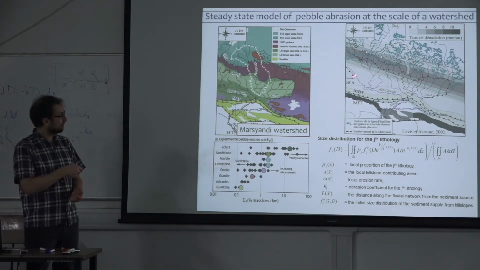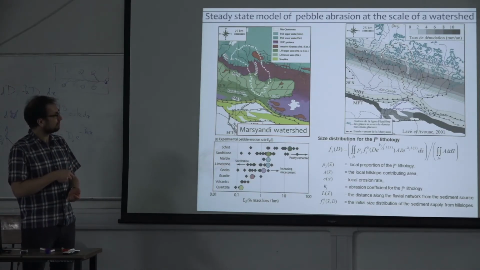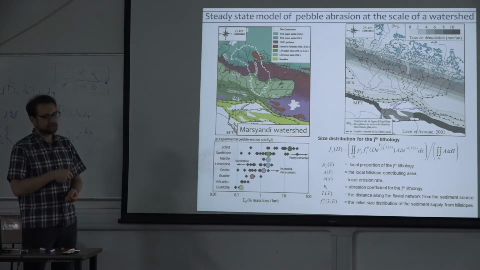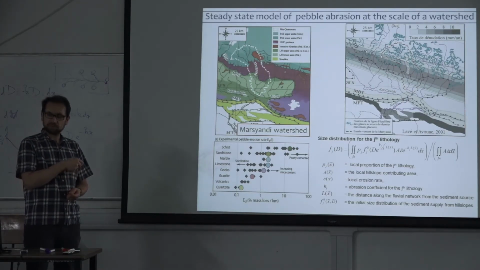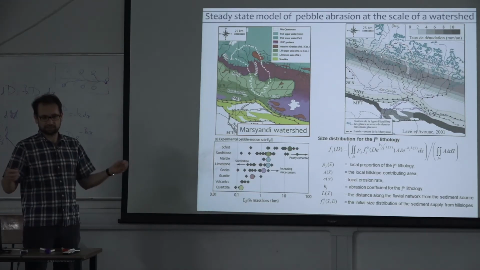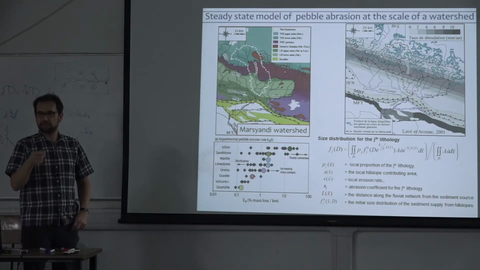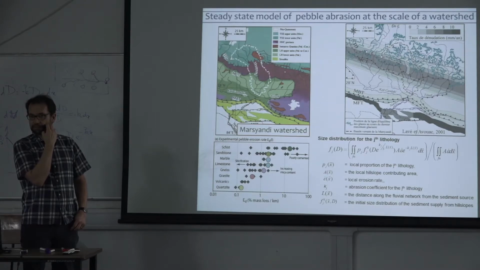So the main effect of the channel network is not the fact that it's draining the lesser Himalaya, it's more or less a question of lengthening the total distance of transport, so magnifying the effect of the differential abrasion. Thank you, sir.